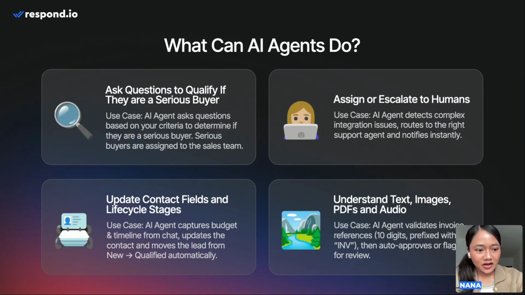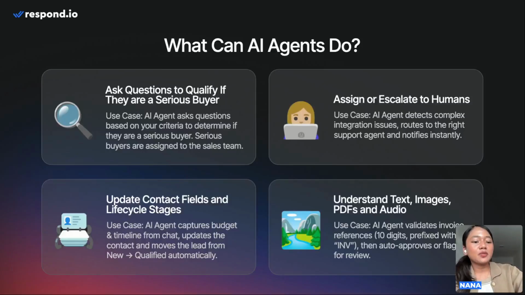First off, in a high volume situation like that, what can AI agent actually do to help? Firstly, it can ask questions to qualify if someone is a serious buyer. For example, if someone comes in asking about skincare treatment, AI agent can ask what skin concern they have, what treatment they are interested in, and even their budget range and when they are planning to book. This will help businesses separate casual browsers from people who are ready to purchase or ready to take action.